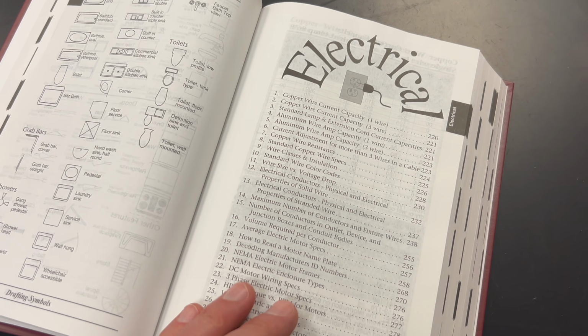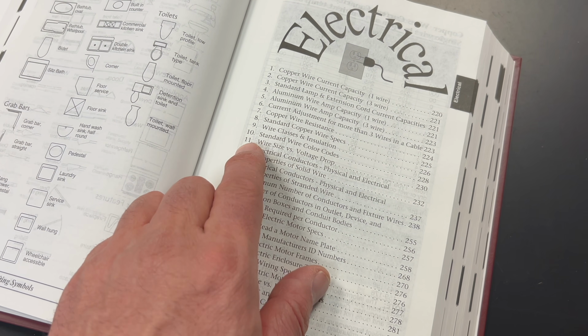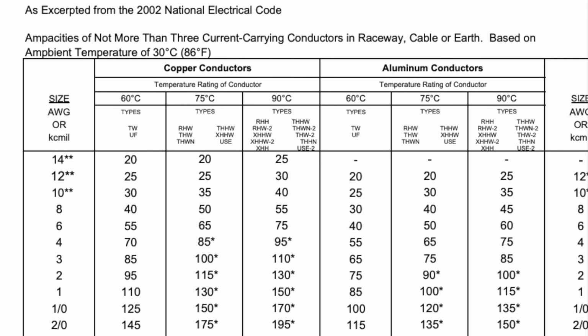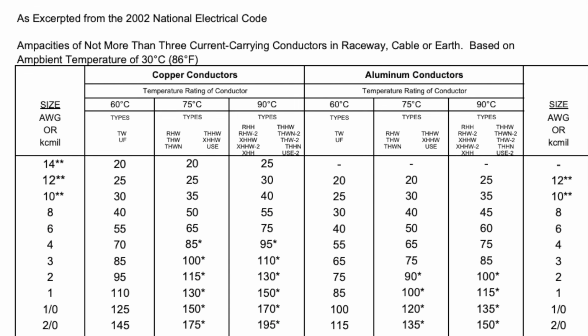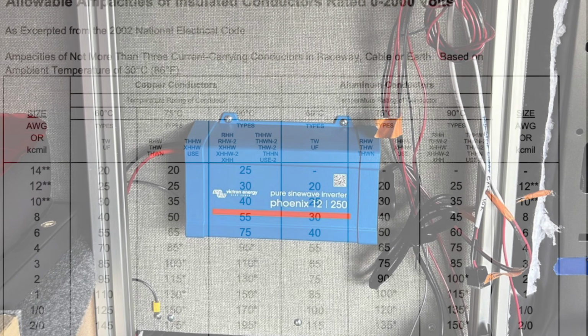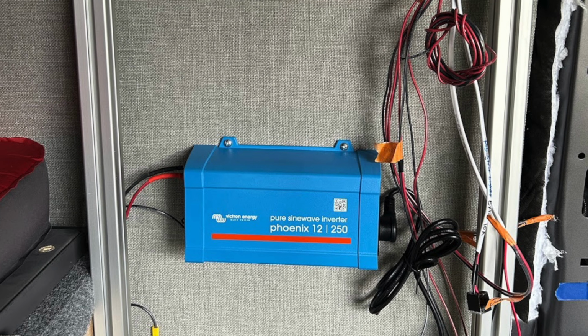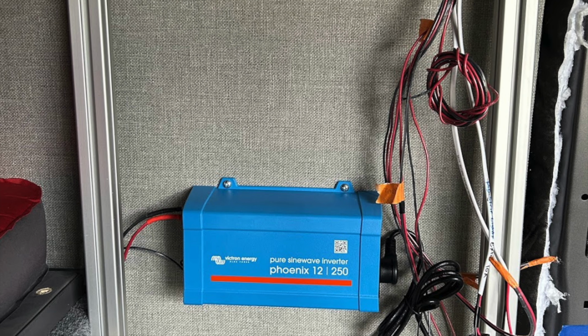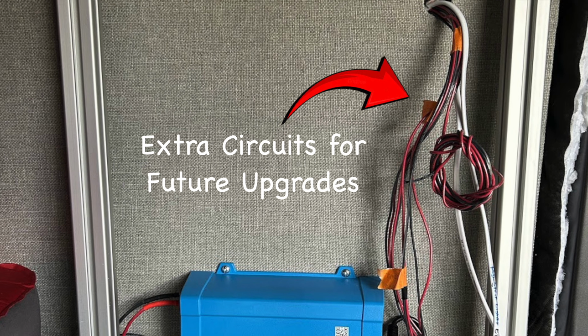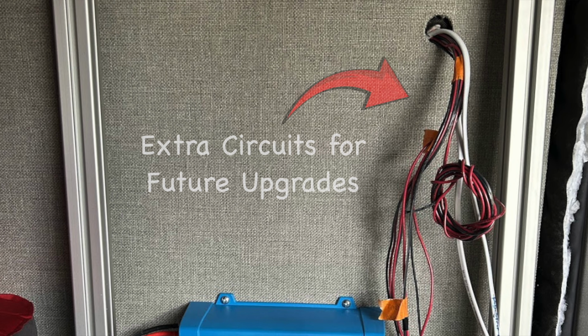To determine the proper wire size, refer to a sizing chart such as this one from the National Electric Code, or always follow the manufacturer's recommendation. It's better to use a higher ampacity wire than needed than to use the minimum. If you add to an existing circuit in the future, the wire will be able to handle the increased load.